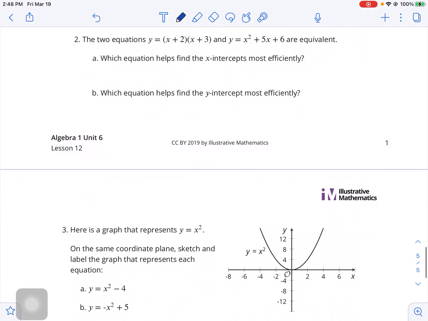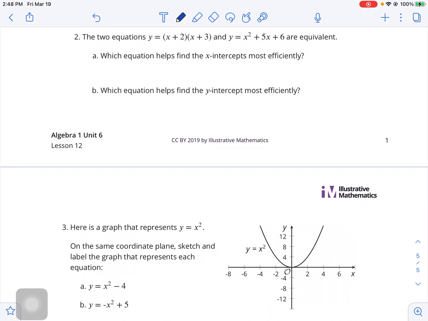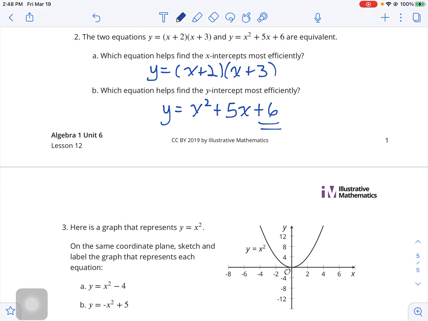So number 2, the two equations y equals x plus 2 times x plus 3 and y equals x squared plus 5x plus 6 are equivalent. Which equation helps find the x-intercepts most efficiently? I'm going to go with the x plus 2 times x plus 3, because sometimes just by looking at them, after you've done a few, you can tell what your x-intercepts are. And which equation helps find the y-intercept? Well, it's easier to put 0 in for x in this form and right away that's your y-intercept.